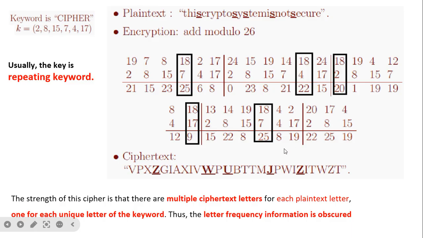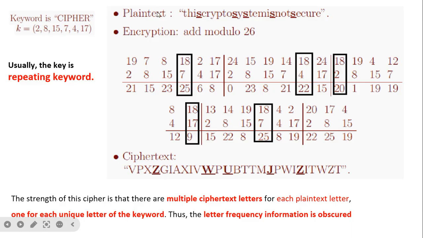Now we have to observe the difference between monoalphabetic and polyalphabetic. In monoalphabetic the mapping is always the same, but in polyalphabetic the mapping is different. For example, see the letter S, which is mapped to 18. When 7 is added, S is mapped to 25. Next time, 18 gets 4 added and maps to 22. Next time 18 gets added to 2 and maps to 20. 18 added with 17 maps to 9. 18 added with 7 maps to 25.